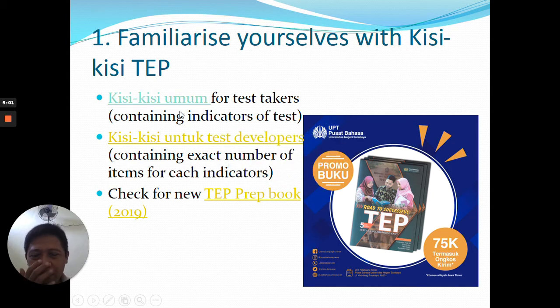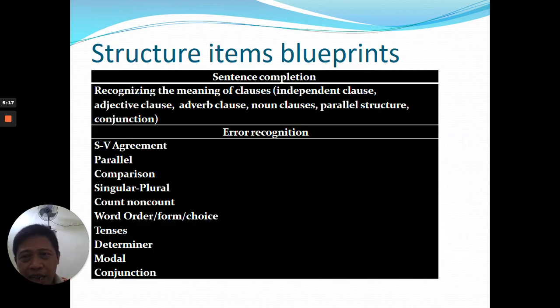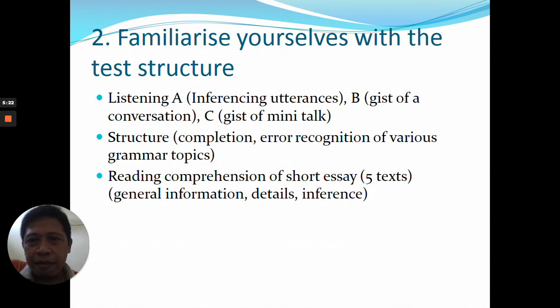So we are losing the link here. But we can actually look at the kisi-kisi in the next slide. All right, especially this one. This is the kisi-kisi of the TEP, containing three skills: listening, grammar or structure, and reading comprehension.